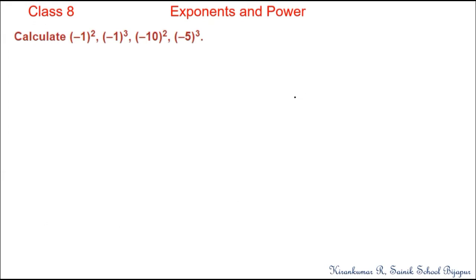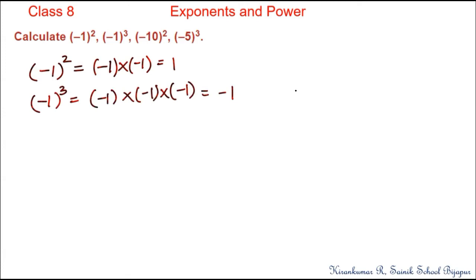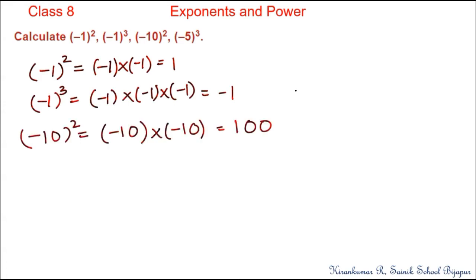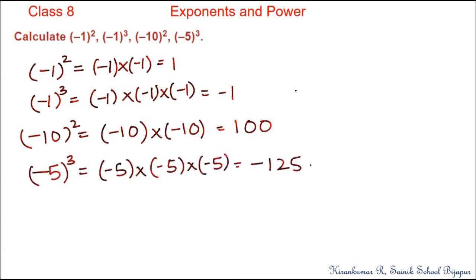Calculate (-1) raised to the power 2. (-1) raised to the power 2 is (-1) into (-1), which is 1. (-1) raised to the power 3 needs one more multiplication by -1, and we get the result as -1. When -10 is multiplied 2 number of times, we get positive 100. When -5 is multiplied 3 number of times, we get -125.